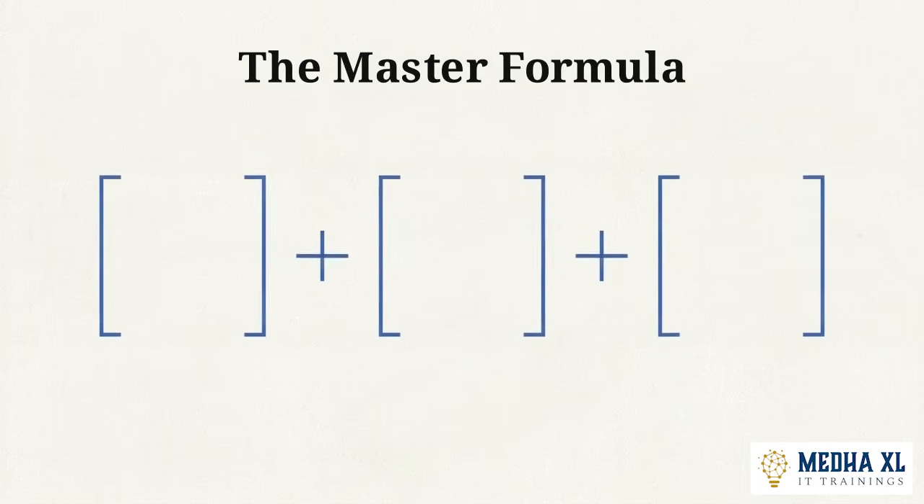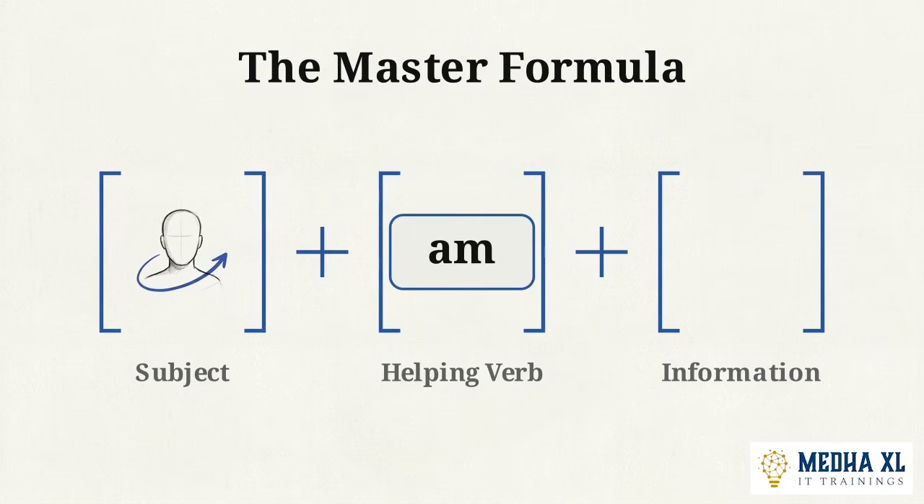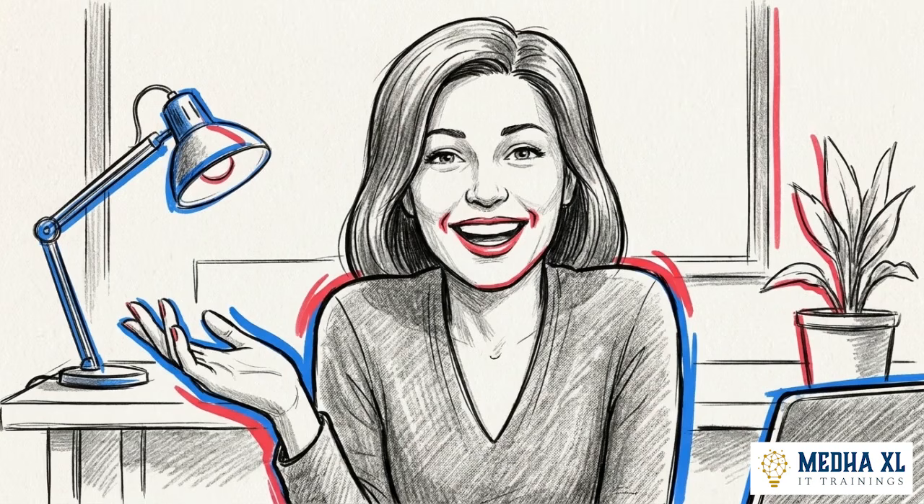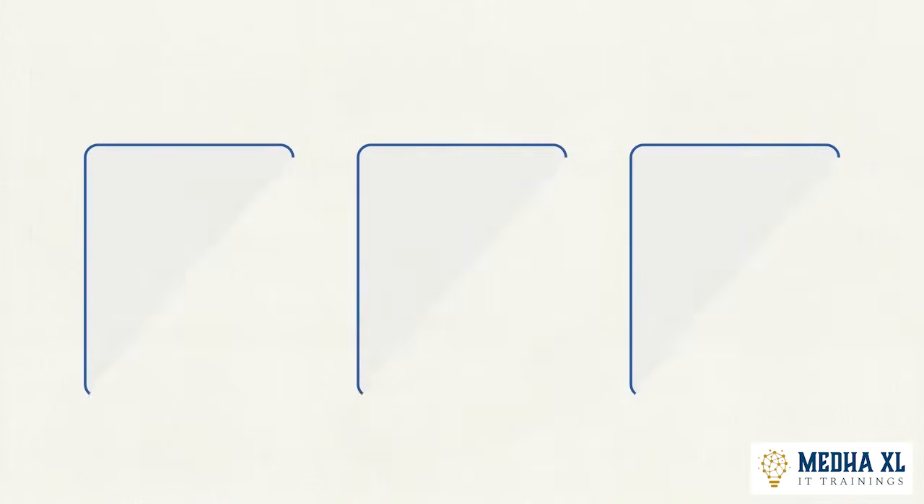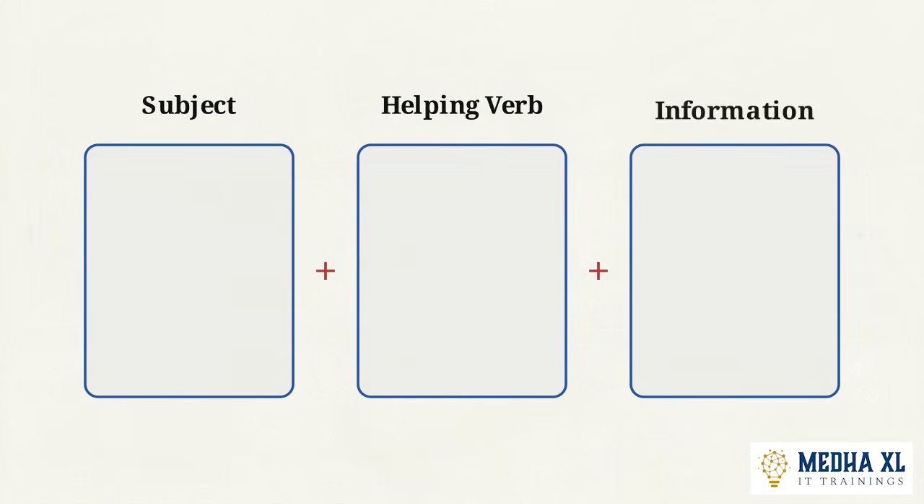These simple sentences follow a predictable mathematical equation. Treating sentence structure like a formula removes the guesswork. You simply plug the right words into the right slots, which allows you to focus on your delivery rather than worrying about grammar. This diagram shows our core architectural formula. You have a subject, plus a helping verb, plus your information.